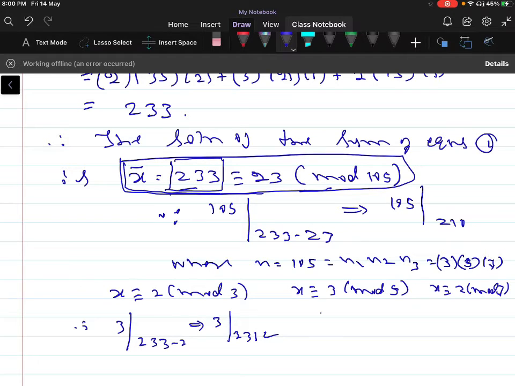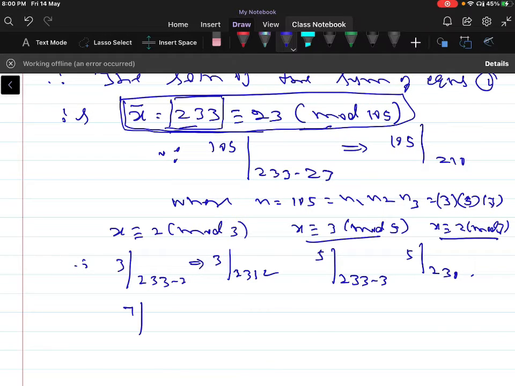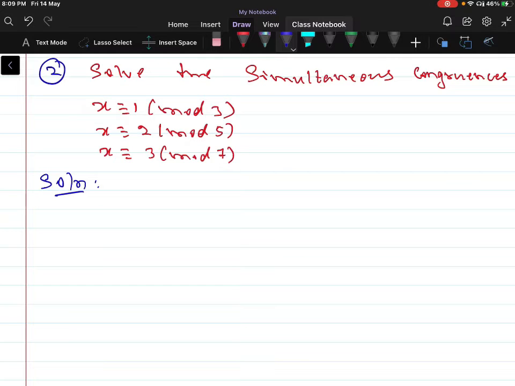And similarly, 5 divides 233 minus 3, so this implies 5 divides 230 also. And 7 divides 233 minus 2, this implies 7 divides 231 also. So we will consider the second problem.